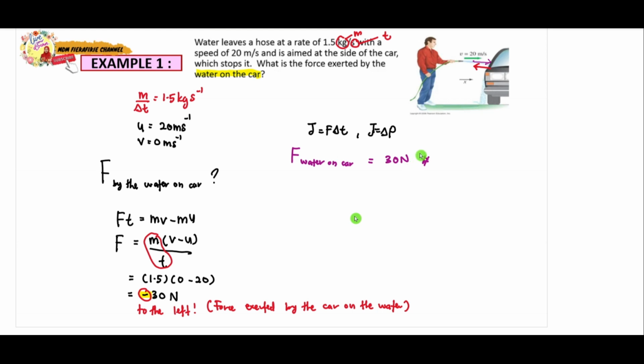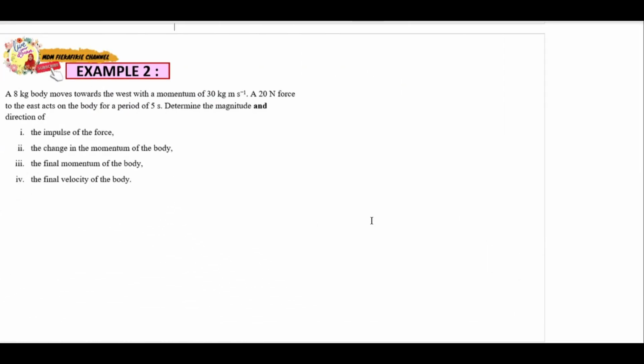What is the force exerted by the water on the car? Okay, so that finishes example number 1. So let's proceed to example number 2. Now, question number 2, we have an 8 kg body that moves towards the west with a momentum of 30 kg meter per second. A 20 Newton force to the east acts on the body for a period of 5 seconds. Determine the magnitude and direction of the impulse of the force.